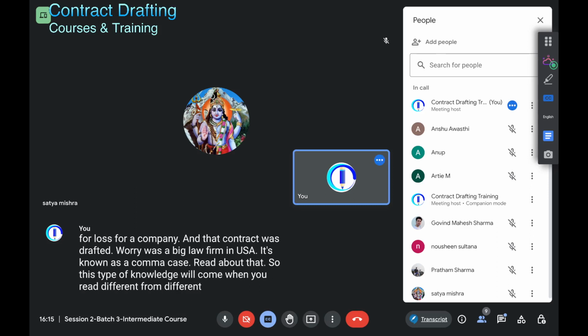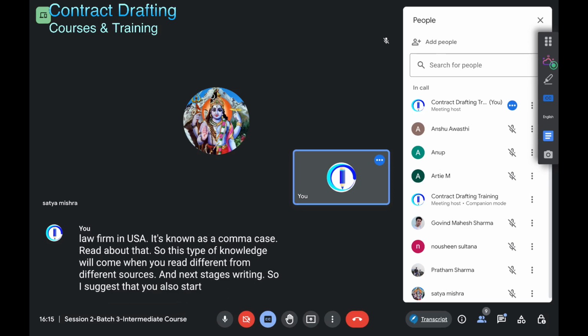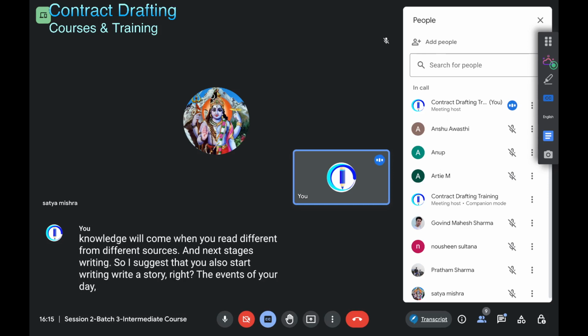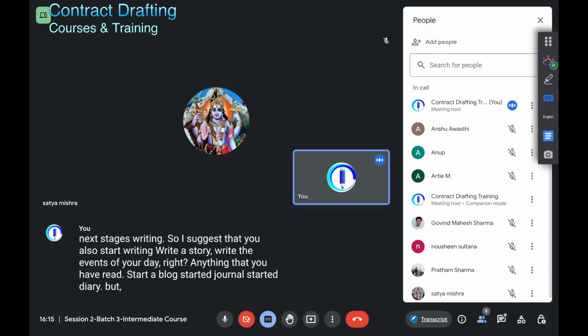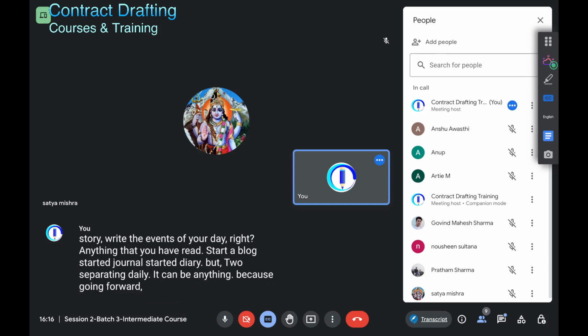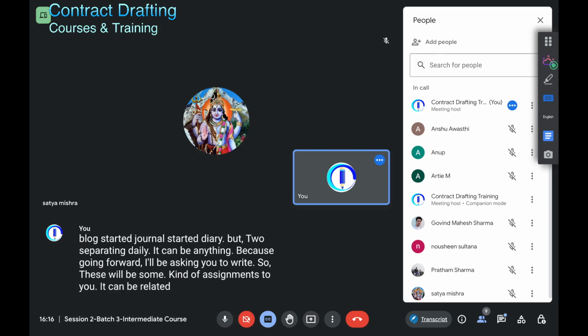And the next stage is writing. So I suggest that you also start writing. Write a story, write the events of your day, write anything that you have read, start a blog, start a journal, start a diary, but do some writing daily. It can be anything because going forward, I'll be asking you to write. So these will be some kind of assignments for you. It can be a related topic on contract law, it can be on an unrelated topic.